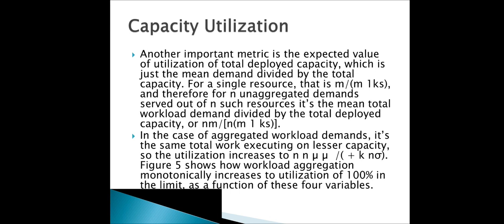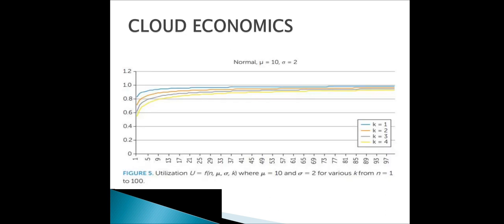How workload aggregation monotonically increases utilization to 100% in the limit is shown in figure 5: utilization u equals f of n, mu, sigma, k, where mu equals 10 and sigma equals 2, for various k, from n equals 1 to 100. This is the cloud economics of the given capacity utilization.